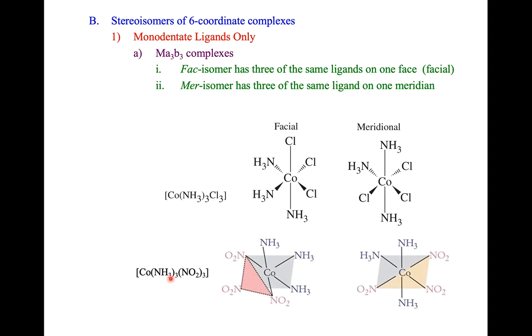We have cobalt with 3 ammonias and 3 nitrite ligands. Here is the facial arrangement, shown really nicely here. They all lie on one face of the octahedron. They're as close as possible to each other. And then here is the meridional configuration where 2 of the ligands are 180 degrees apart from one another. Notice over here, none of the ligands are 180 degrees apart. They're all mutually 90 degrees apart.